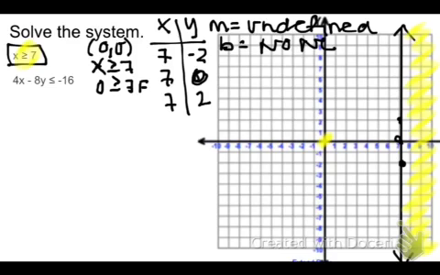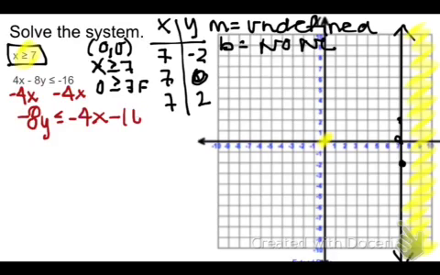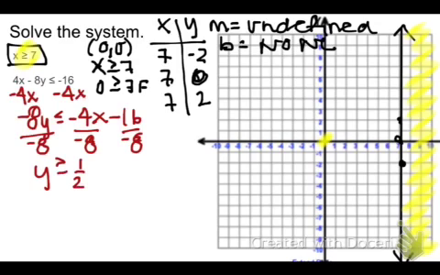Okay, I'm going to go ahead and look at my second inequality. 4x minus 8y is less than or equal to -16. I'm going to solve that for y by subtracting 4x from both sides. So I'll get -8y is less than or equal to -4x minus 16. Divide both sides by -8. Remember, when you divide by a negative, you need to flip or reverse the inequality symbol. So now I have y is greater than or equal to 1/2 x plus 2.